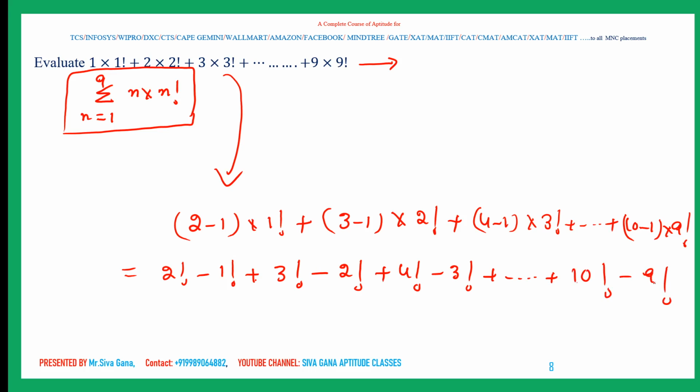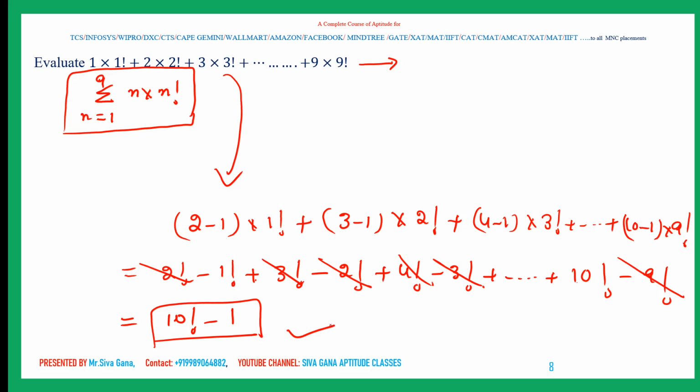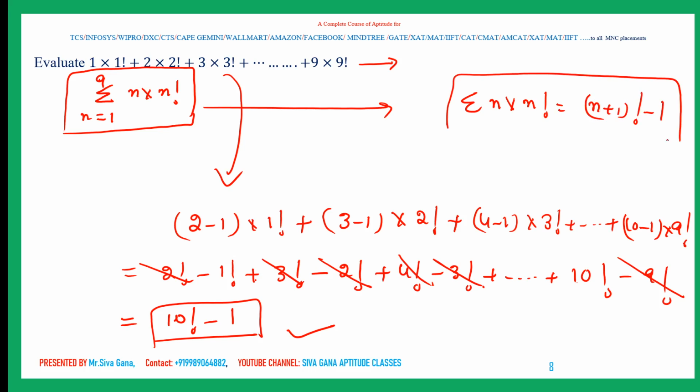Now see, minus 2 factorial plus 2 factorial, plus 3 factorial minus 3 factorial. Like that all the terms get cancelled. The remaining terms are 10 factorial minus 1. So based on this result, sigma n into n factorial is equal to n plus 1 factorial minus 1. This is the result of this one. Summation of n into n factorial is nothing but n plus 1 factorial minus 1, simplified, right?